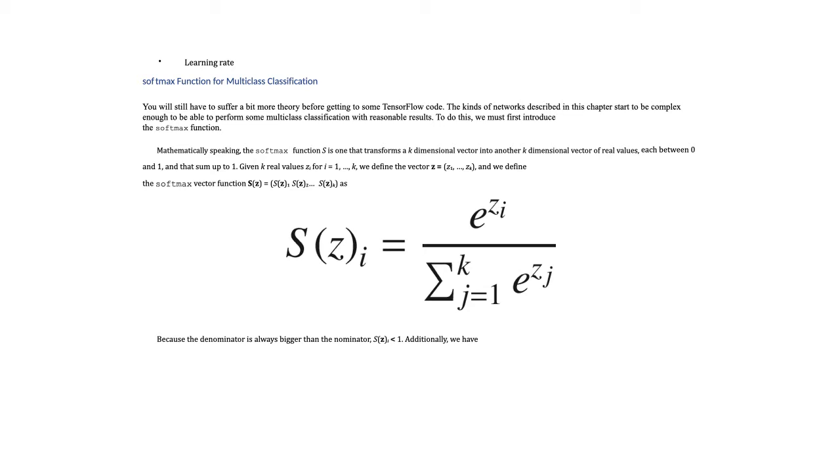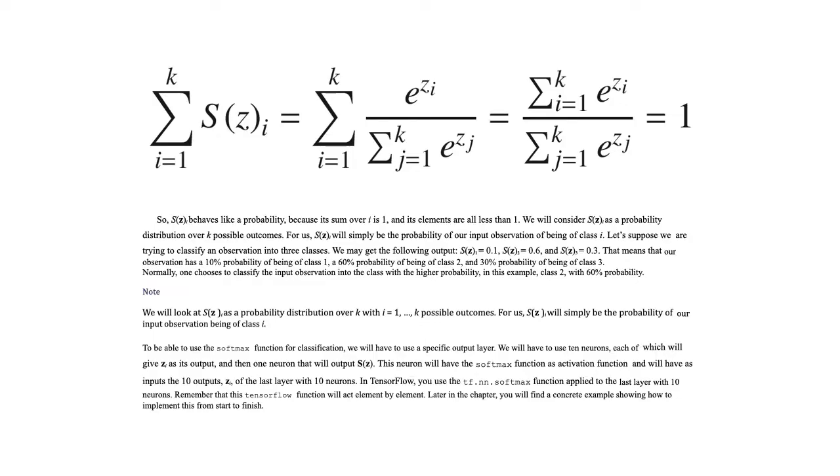Given k real values z_i for i equals 1 to k, we define the vector z equals (z1, ..., zk), and we define the softmax vector function S(z) equals (S(z)1, S(z)2, ..., S(z)k). Because the denominator is always bigger than the numerator, S(z)i is less than 1. Additionally, we have that the sum over i is 1. So, S(z)i behaves like a probability, because its sum over i is 1, and its elements are all less than 1. We will consider S(z)i as a probability distribution over k possible outcomes. For us, S(z)i will simply be the probability of our input observation being of class i.